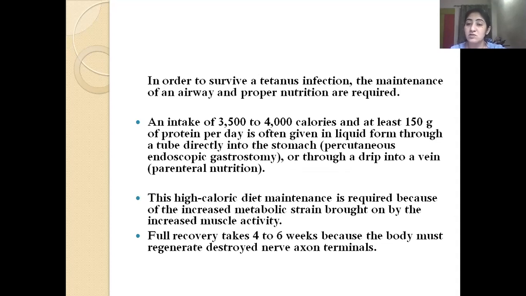An intake of 3500 to 4000 calories and at least 150 grams of protein per day is often given in liquid form through a tube directly into the stomach or through a drip into a vein. This high caloric diet is required because of the increased metabolic strain brought on by the increased muscle activity. Full recovery usually takes 4 to 6 weeks because the body must regenerate destroyed nerve axon terminals.